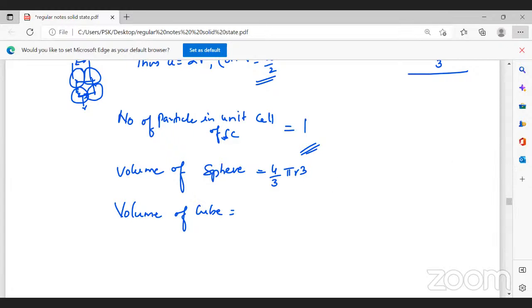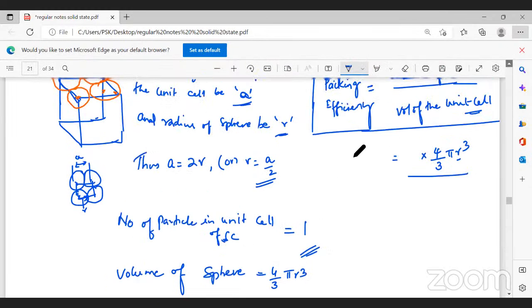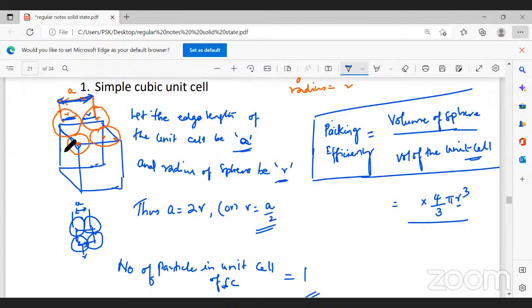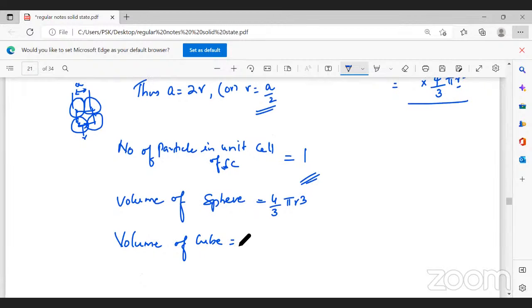So here the edge length in this case, it is what? A. Can you see this edge length is A? So therefore, what will be the volume of the cube now? Volume of the cube will be A cube. Or this will be what now? 2R cube. Oh, this is what you told, 8R cube. Correct. This is 8R cube. Someone told me 8R cube. I was confused.